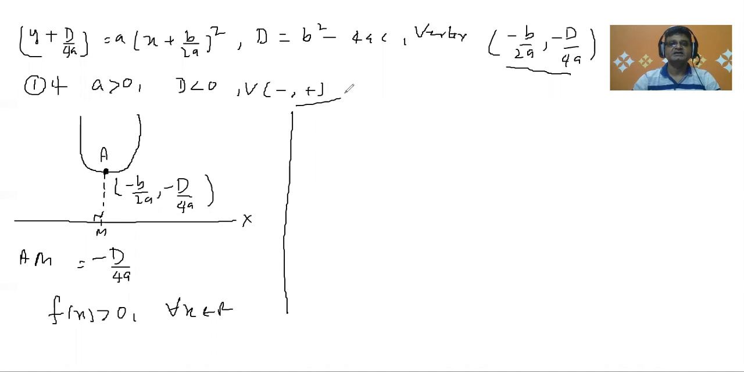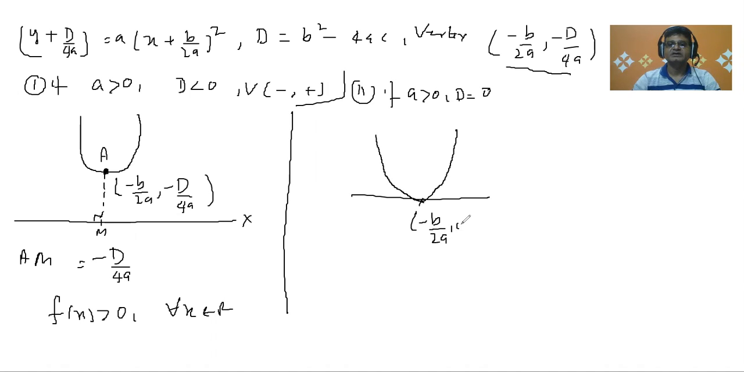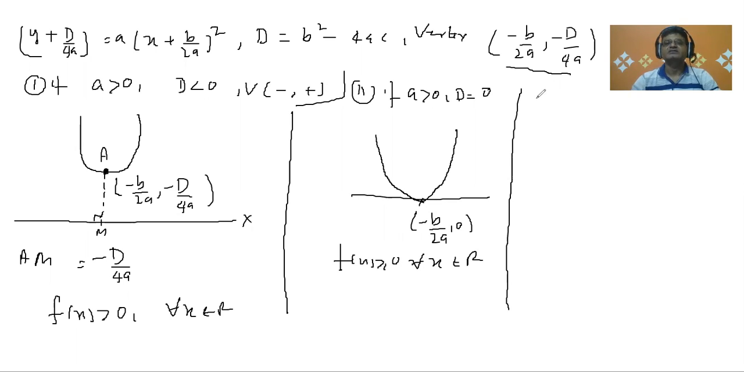Similarly, in the second case, if a is greater than 0 and d is equal to 0, then what will happen? Since d is equal to 0, this component will be 0. So the parabola will be like this. Now this is minus b upon 2a comma 0. So here fx is greater than or equal to 0 for all x belonging to real numbers. Now in this case the roots are real and equal.